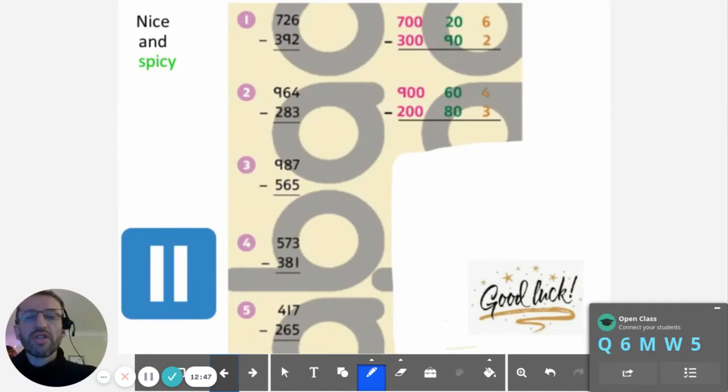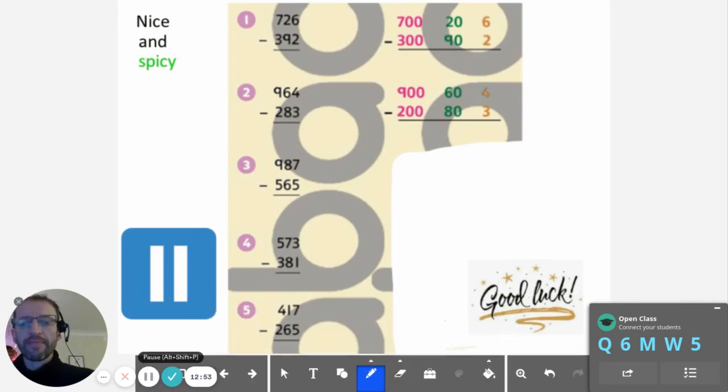Okay, here is the spicy work for today. You've got 1, 2, 3, 4, and 5. The first two have been set out for you, so the partitioning has been done for you, but you will see straight away that you're going to have to do some decomposition. You're going to have to take something from here, because I can't take 90 away from 20. Not enough there. Okay, so good luck with those. When you've finished, you can start the video some more and go on to the spicier. Good luck.